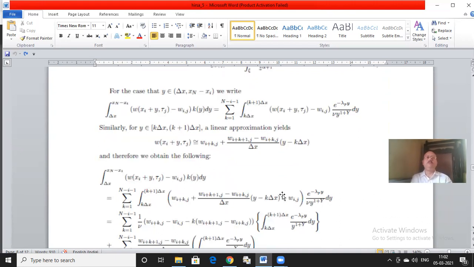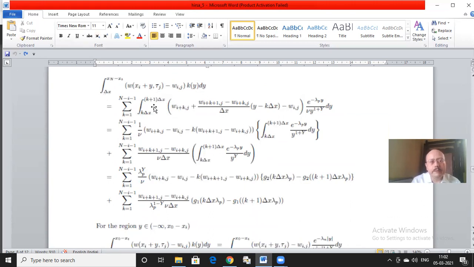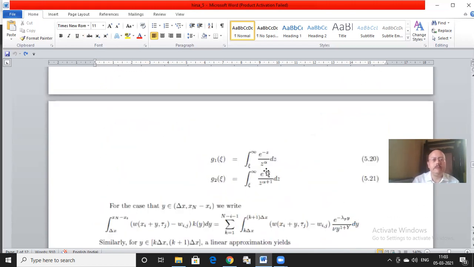The third piece, we will do similar things. So this is for delta x to xn minus xi. We write this integral again as summation over these pieces, difference of the W function times the density as before. And again, we use linear approximation like this. So xi plus y tau j is approximated by this straight line function. And therefore, we will obtain again the integral equal to this summation over integrals. And notice that I can take things outside. I have this again G2 and G1 type things inside, and they can be evaluated. So the third integral is evaluated in exactly the same way.